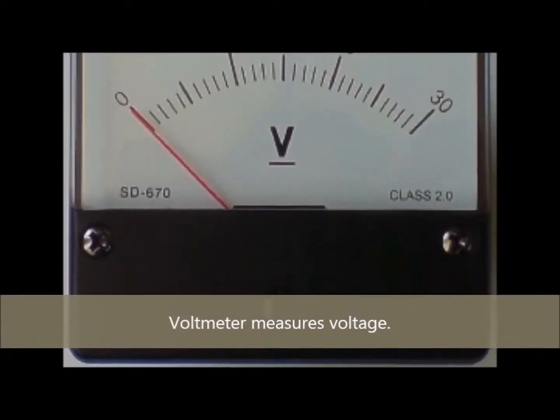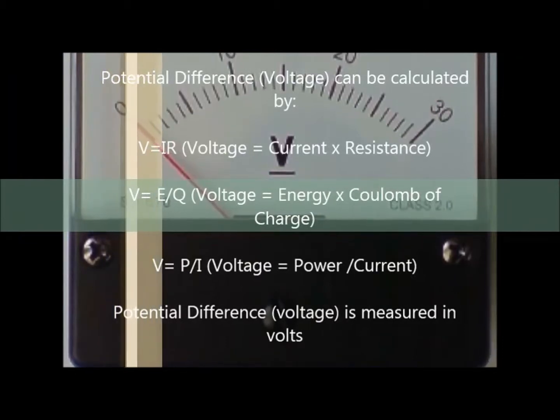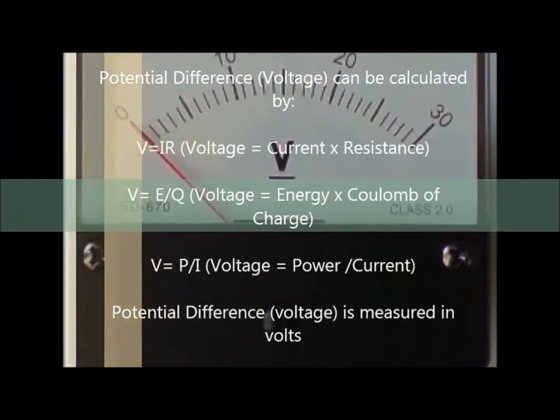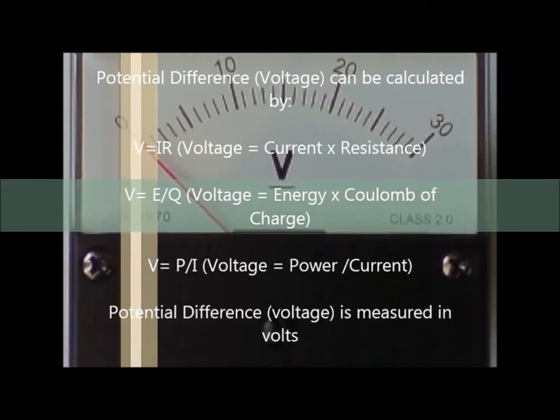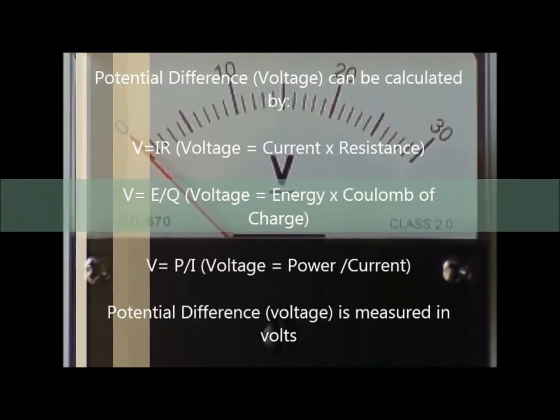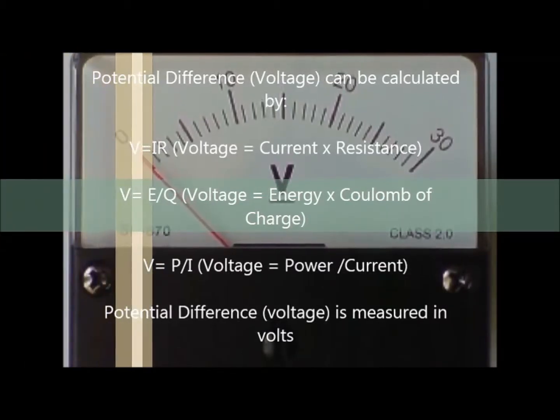Voltmeter measures voltage. Potential difference, voltage, can be calculated by: voltage equals current times resistance; voltage equals energy divided by coulomb of charge; voltage equals power divided by current. Potential difference, voltage, is measured in volts.